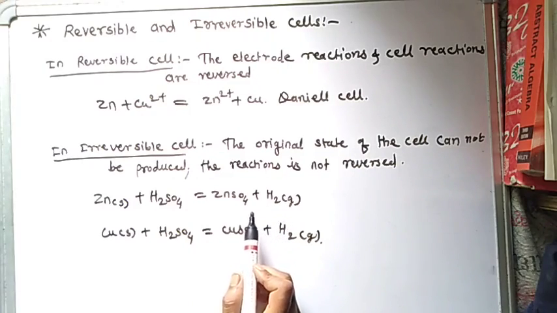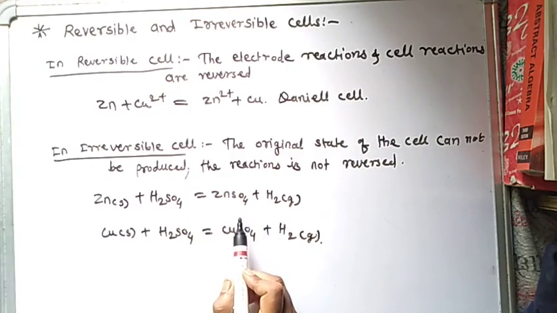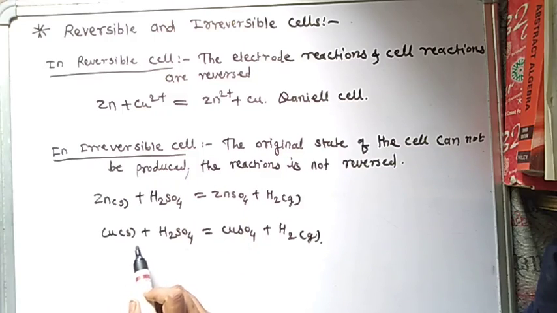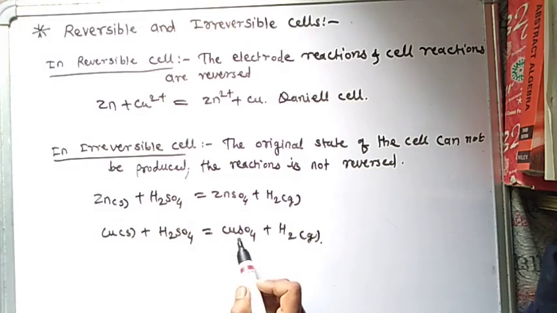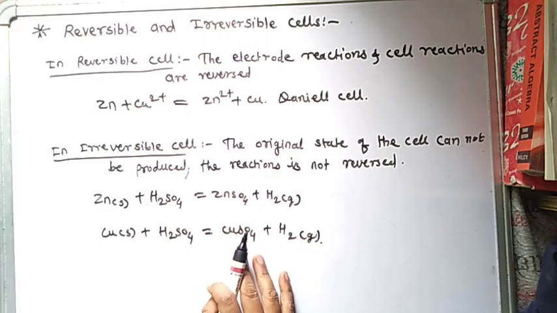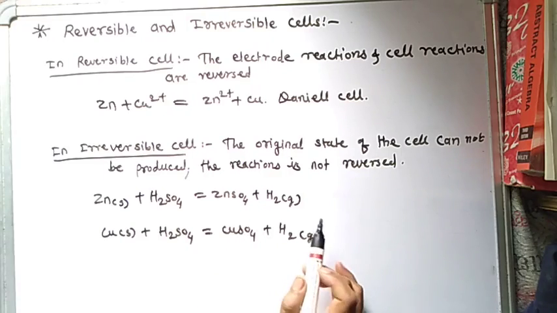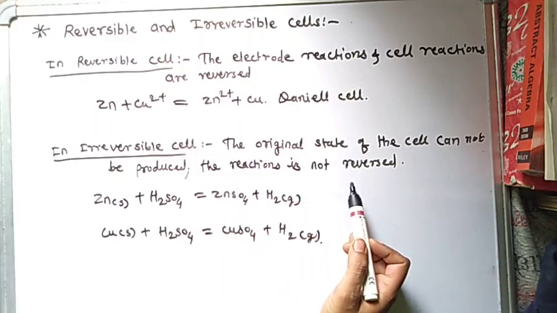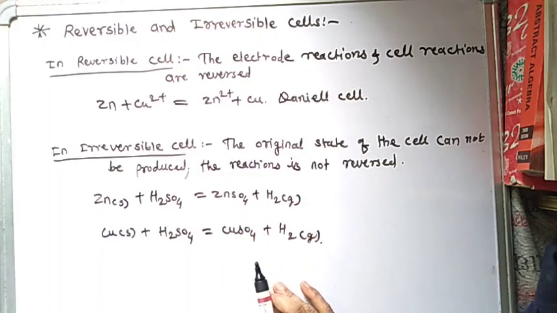Also, if the cell is connected with an external source of potential slightly greater than its own, then the copper dissolves at one electrode and the hydrogen is evolved at the zinc electrode, and the cell reaction becomes Cu + H2SO4 giving CuSO4 + H2, and this is the irreversible cell. These two equations show readily that the original state of the cell cannot be reproduced and the reaction is not reversed, and this is the irreversible cell.